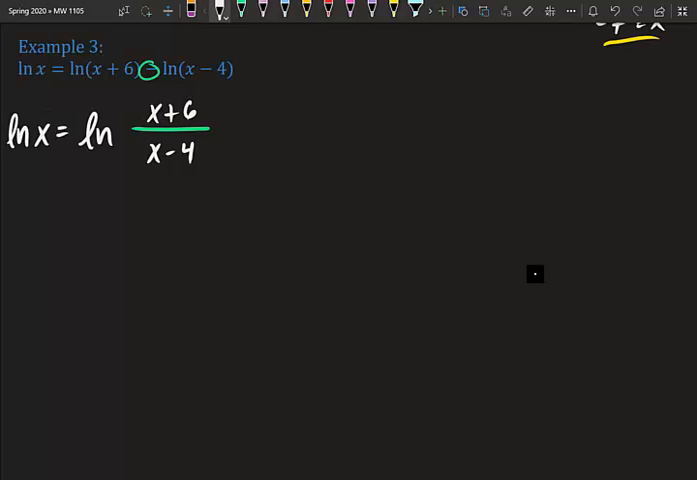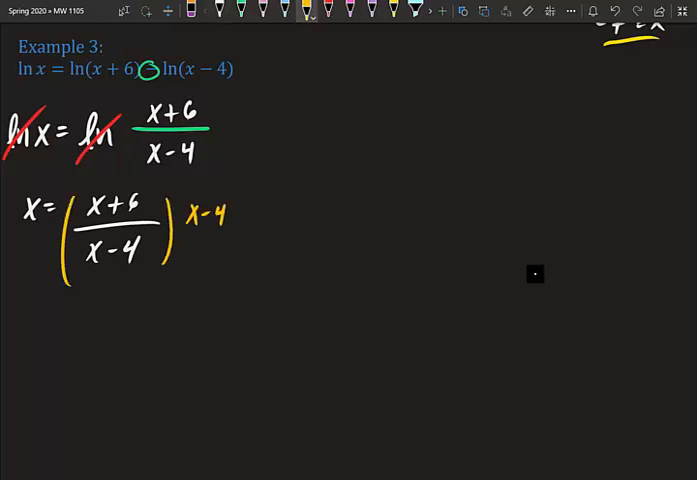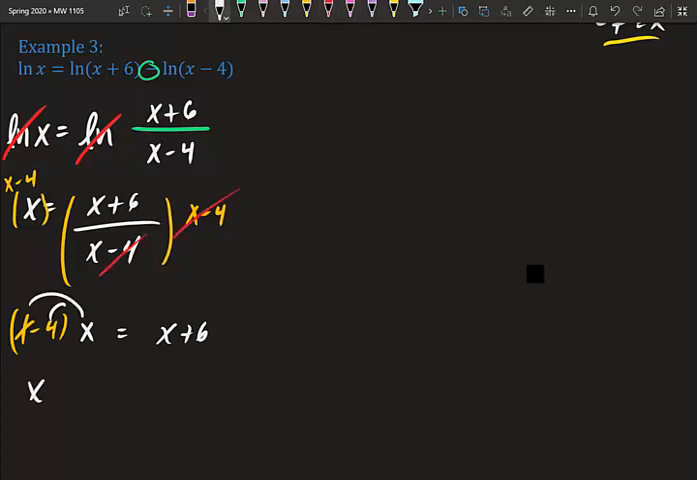Alright, do you notice that they both only have ln on each side? That there's only one logarithm on each side? So because we have that, we can cancel them out. So we have x equals x plus 6 over x minus 4. Anytime we have a fraction, we need to get rid of it, and the only way to do so is by multiplying by the denominator. Technically, all we're doing is just moving it to the other side. So we have x minus 4 times x equals x plus 6. We're going to go ahead and distribute the x. So we have x squared minus 4x equals x plus 6.